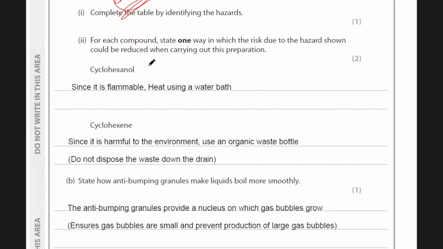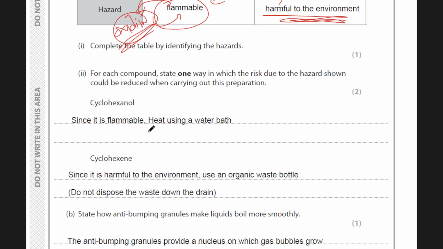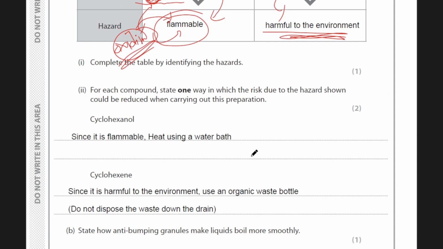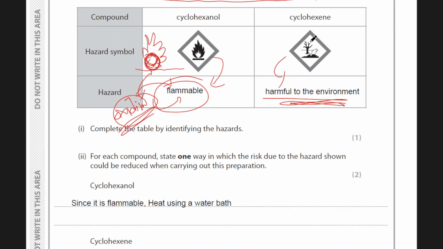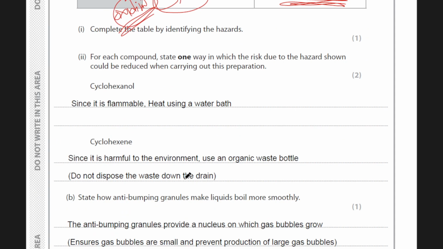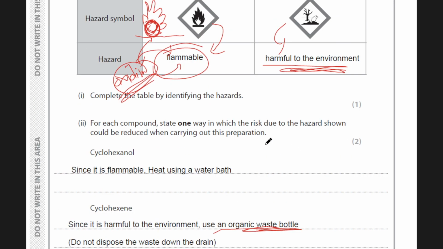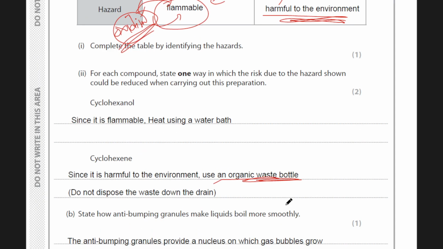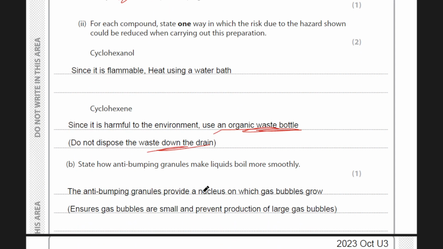Now, obviously, since cyclohexanol is flammable, we can say we have to heat it using a water bath so that the temperature remains mildly cooler. And for cyclohexene, since it's harmful to the environment, we can use an organic waste bottle to ensure that the waste produced during this reaction is stored in this bottle, because we don't want to dispose of this waste down the drain, which would be detrimental to the environment.